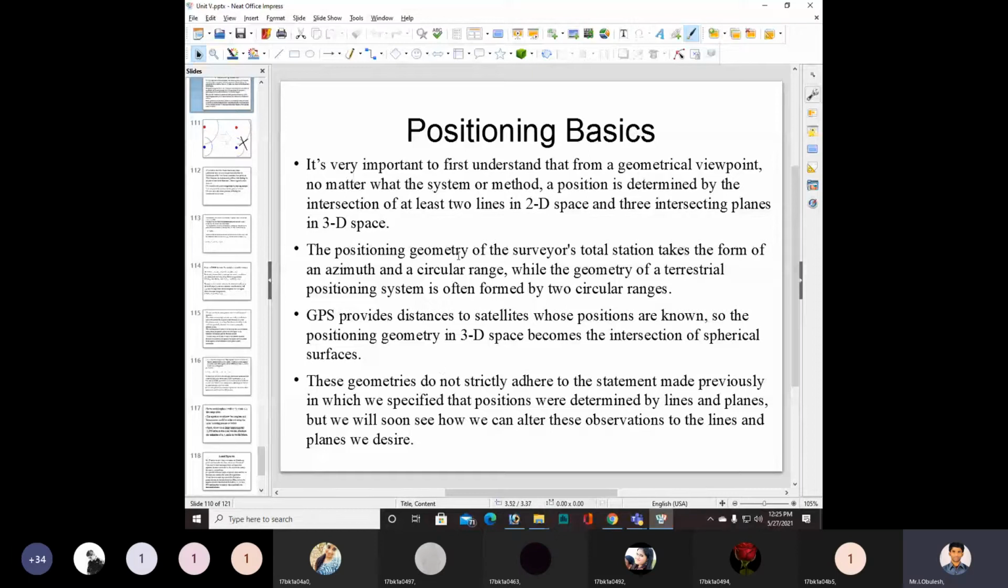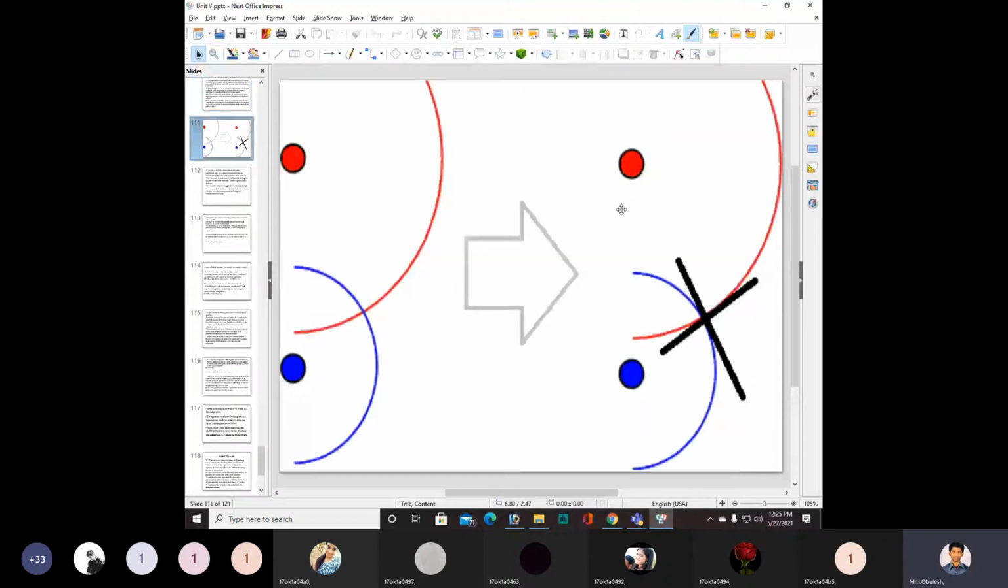Fine. So these are the positioning basics. You need to see the diagram. These are the positions we have here. You need to see the positions clearly, and where the intersection point is available. First you need to see the diagram carefully, then we'll see what is going on here, whether it is a 2-dimensional or 3-dimensional plane, and what it indicates.